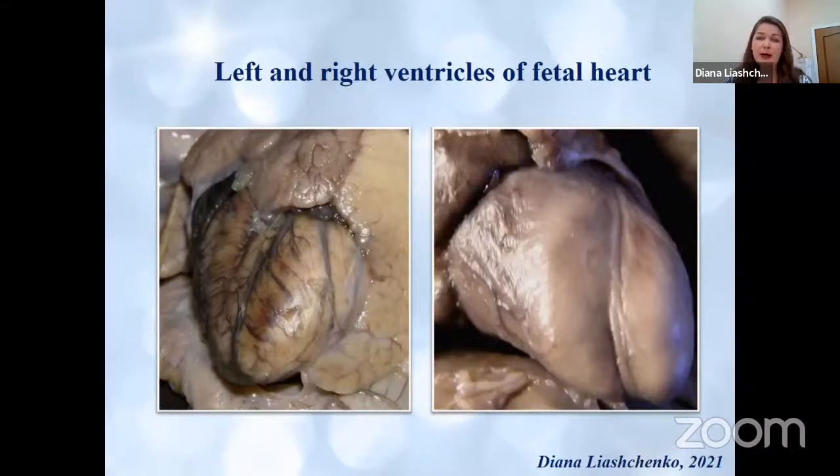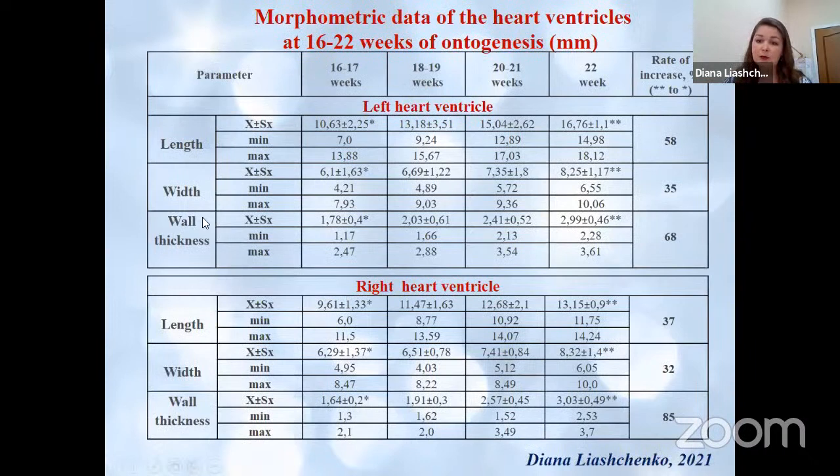The growth of the left ventricle in this age period is presented by enlargement of all sizes of the left ventricle: length, width, and wall thickness. And I want to pay attention to the value of wall thickness of the left and right ventricle, which is presented in this table. Unlike the adult heart, the wall thickness of the left ventricle and right ventricle are comparable and have practically the same value in all age groups. And the wall thickness of the ventricles has a high rate of increase by the 22nd week of development, 68% and 85% on the left and right sides respectively.